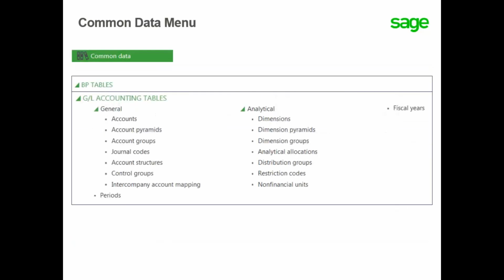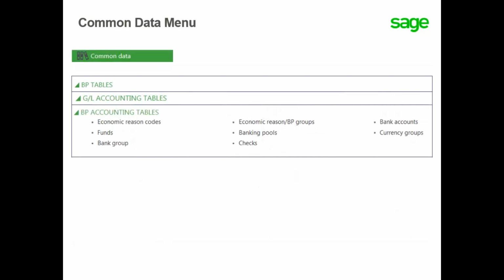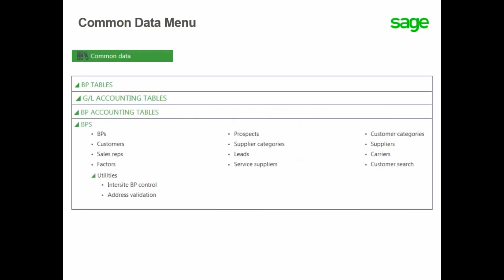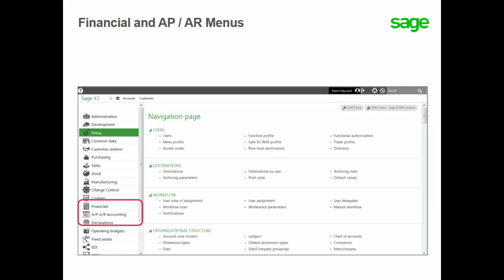From the Common Data menu, we will be navigating to the BP tables, GL accounting tables, BP accounting tables, and BPS function blocks. The financial and AP/AR routine functions will be found in several function blocks under the Financials and AP/AR accounting menus.